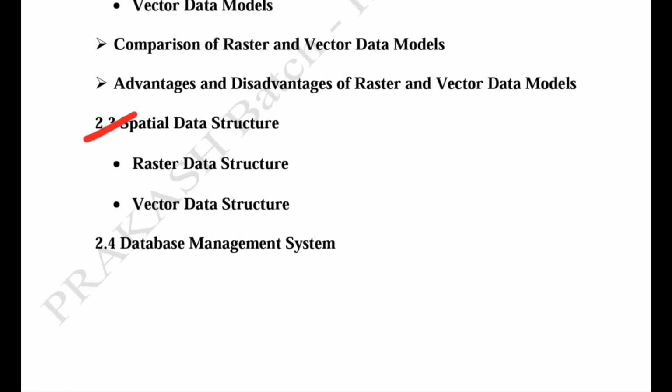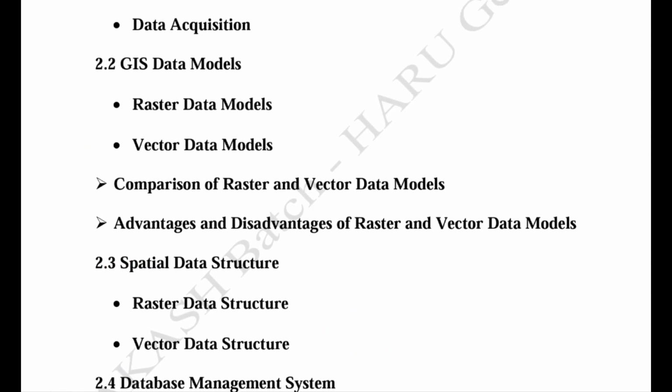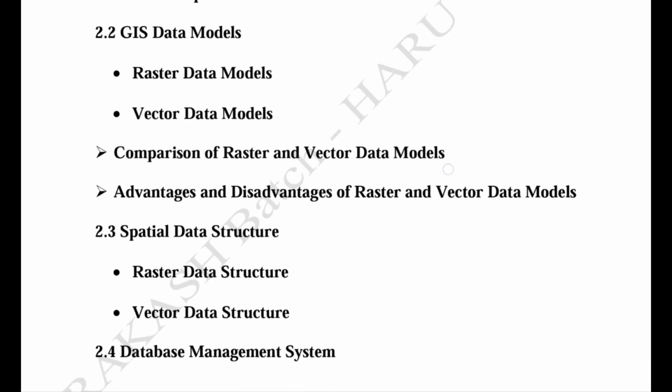After that, point 3 will cover the spatial data structure. As I already told you, the data structure is only of two types: vector data structure and raster data structure, and data models are also raster and vector. So everywhere in GIS you will read about the raster data and vector data. So a clear explanation of these data models will be given in unit 2.